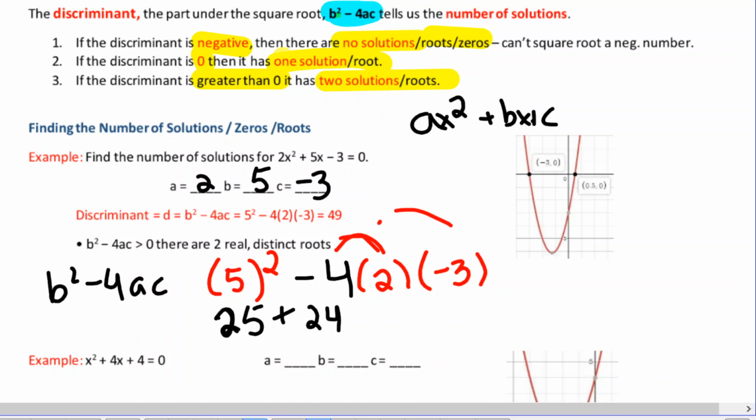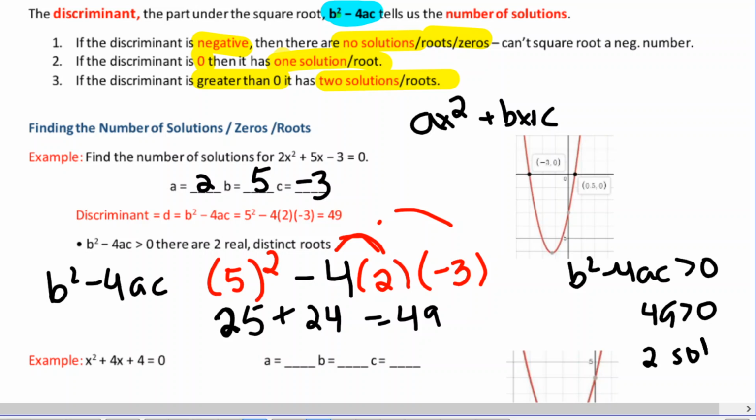The trickiest part is keeping an eye on the signs of that second chunk. Think about that as a negative 4. If you're multiplying negatives by negatives, we're going to get a positive answer. So we see, just like the question already told us, the discriminant has a value of 49. Because our discriminant, b squared minus 4ac, had a value greater than 0, because 49 is larger than 0, I get two solutions.